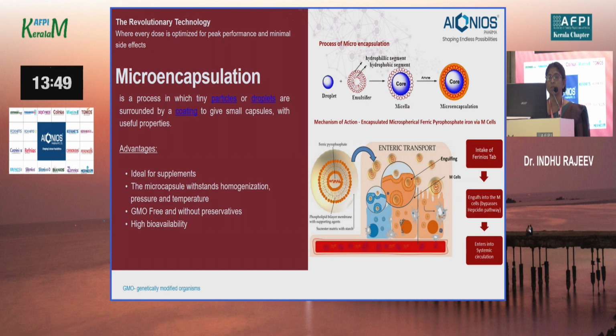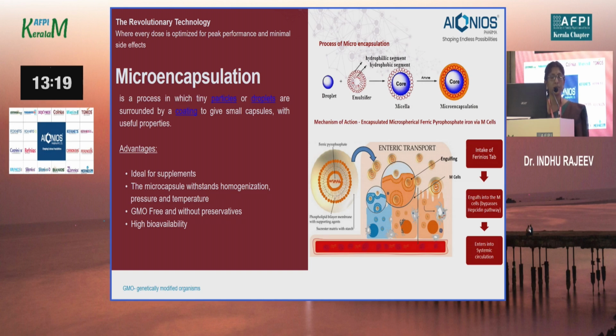It is a process by which tiny particles or droplets are surrounded by a coating. That is a phospholipid layer, and there is a matrix covering the phospholipid layer, so that when you take this tablet, it's taken up by the M cells. It's not the usual DMT or the ferroportin. It is taken by the M cells and directly enters into the systemic circulation, thereby bypassing the hepcidin pathway.